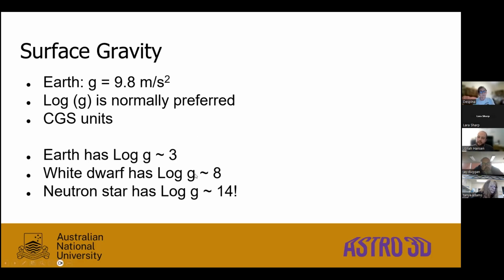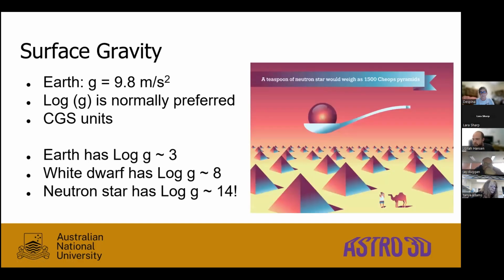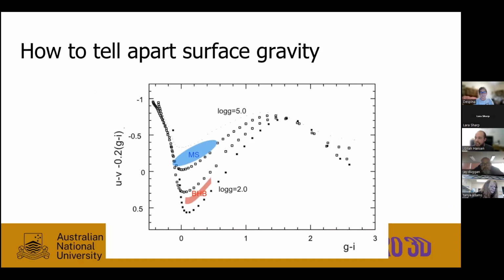A white dwarf has a log g of about 8. And a neutron star, some of the densest, heaviest things that we know of, has a log g of 14, which, to put that in perspective, one teaspoon weighs about the same as 500 pyramids, which I find is a fun fact. So these are incredibly dense objects, with huge amounts of gravity. And we can work out what the surface gravity is simply by using filters.